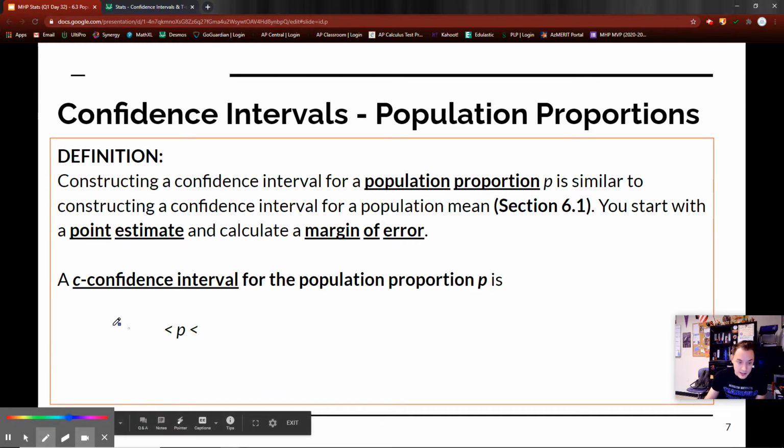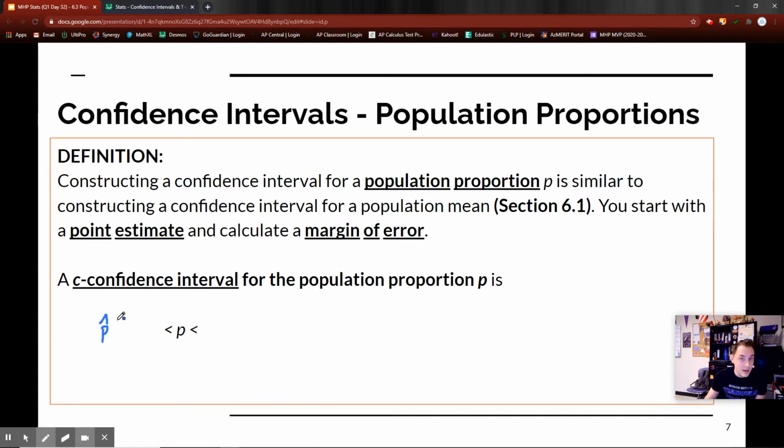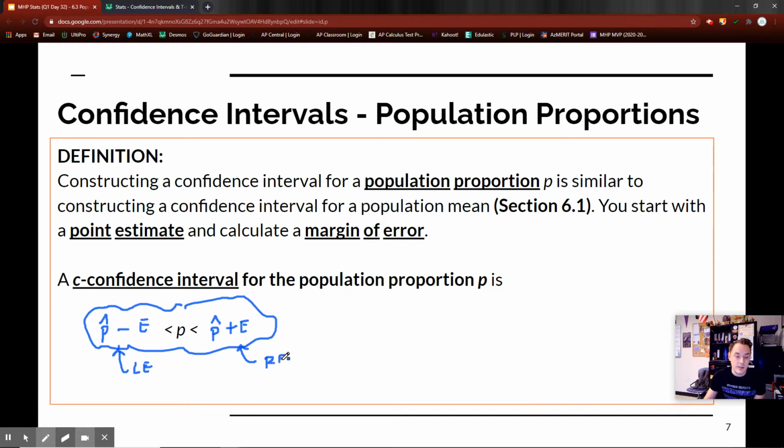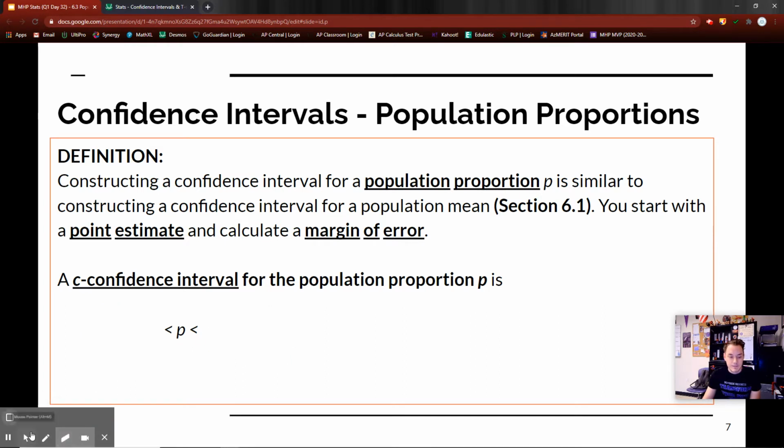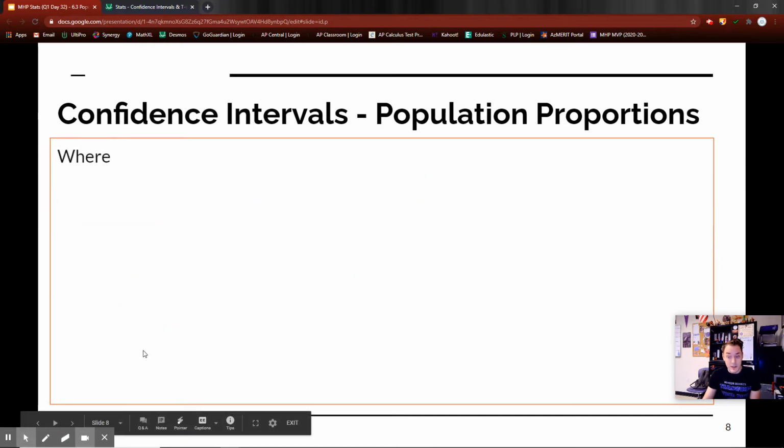So what I have here is going to be my p hat now, instead of my x bar: my p hat minus my margin of error, and then my p hat plus my margin of error. Very, very similar, right? This is going to be my left endpoint, and this would be my right endpoint. Makes sense? If we were in class, we would actually do a whole activity on this, and it would be really fun, but unfortunately, it's that day. As you can probably tell, it's going to be very similar.